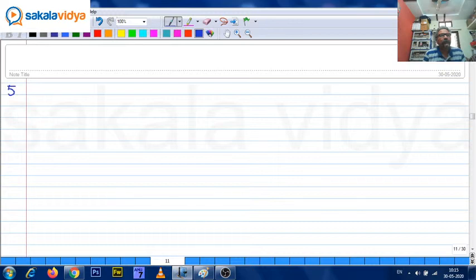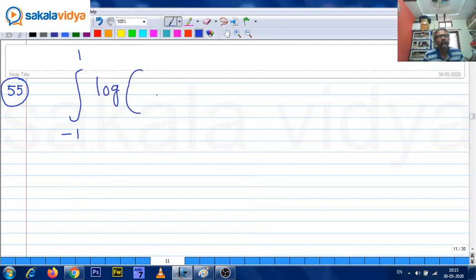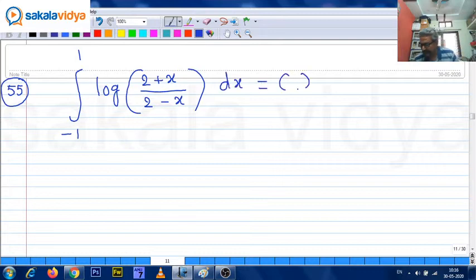Fifty-five. Integral from minus 1 to 1 of log of 2 plus x upon 2 minus x dx equals.